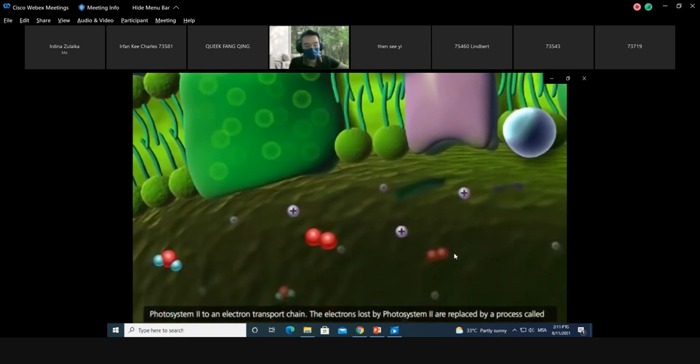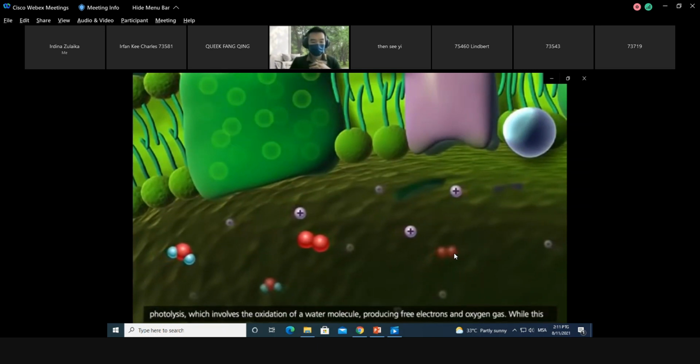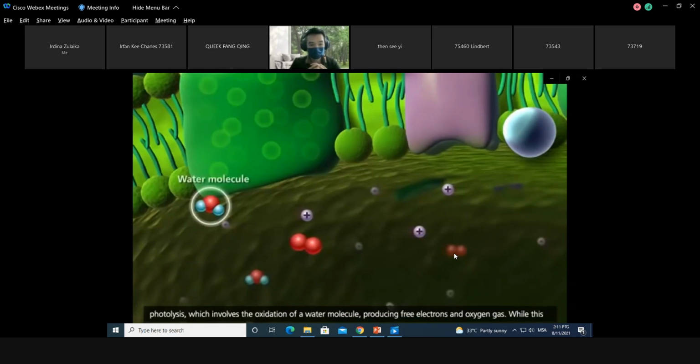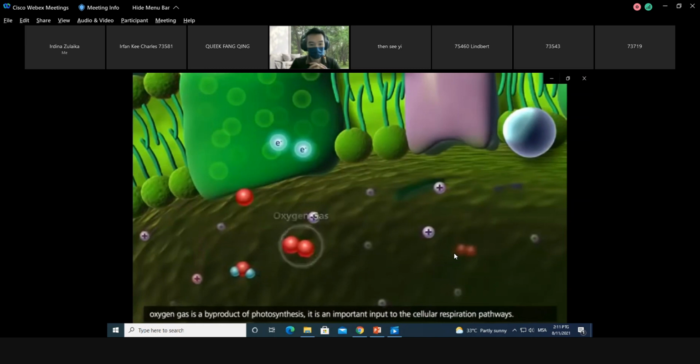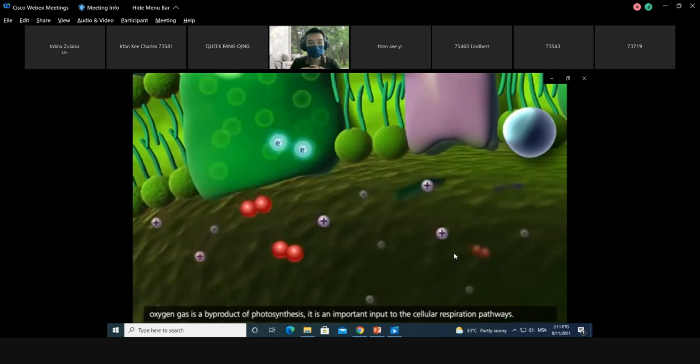The electrons lost by photosystem 2 are replaced by a process called photolysis, which involves the oxidation of a water molecule producing free electrons and oxygen gas. While this oxygen gas is a byproduct of photosynthesis, it is an important input to the cellular respiration pathways.